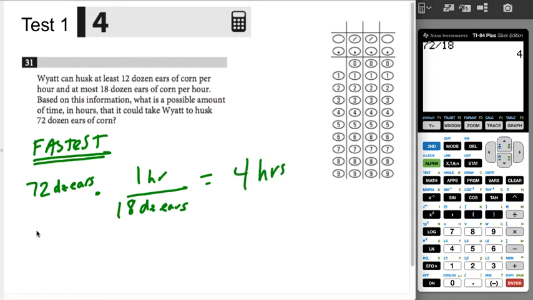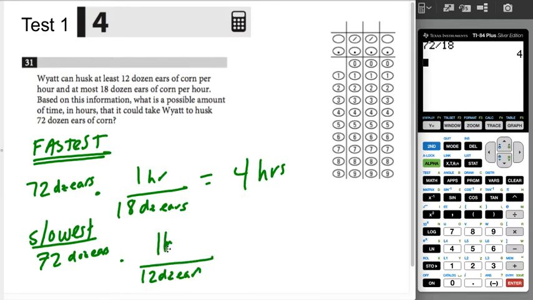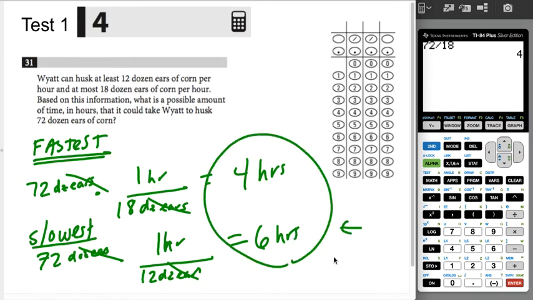If he's moving at his slowest, the slowest he could possibly go, it would be the 72 dozen ears, and then his slowest rate is the 12 dozen ears per hour. It's not a real unit, but it's cool. So I cancel the ears just like I did here, and I would get 72 divided by 12, which is 6 hours. So basically, any answer between 4 and 6 hours. Any answer from 4 to 6 inclusive would be right.